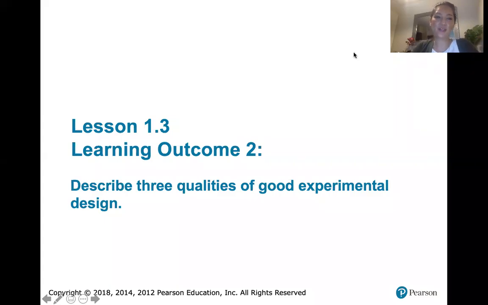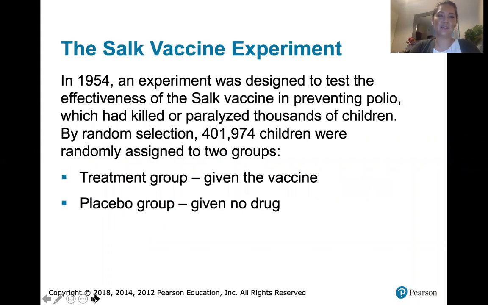This video covers Learning Outcome 2, which is about good experimental design. At the end of this video, my hope is that you'll be able to describe 3 qualities of good experimental design. And the way we'll do that is I'll outline them for you, and I will talk about a specific experiment that had excellent experimental design. So this is the Salk vaccine experiment.